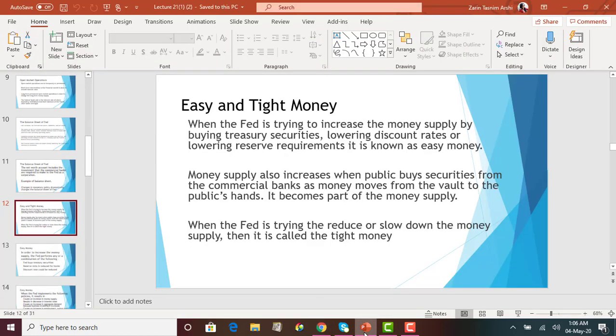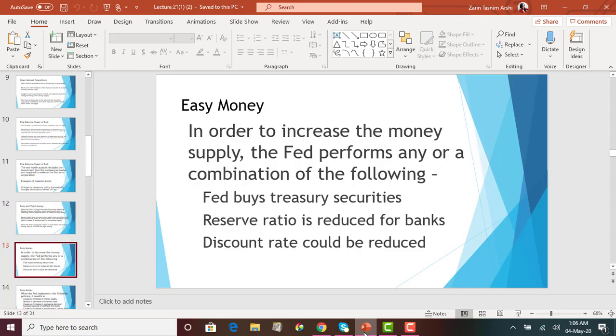Another thing we talked about a little bit in our last lecture is easy and tight monetary policy. Basically, when the Fed is trying to increase the money supply in the economy, they will implement easy monetary policy, and when they are trying to decrease the money supply in the economy, they will implement tight monetary policy. So I wanted to explain a little bit more how easy monetary policy works and how it affects the economy, and in the same way how tight monetary policy works and how it affects the economy.